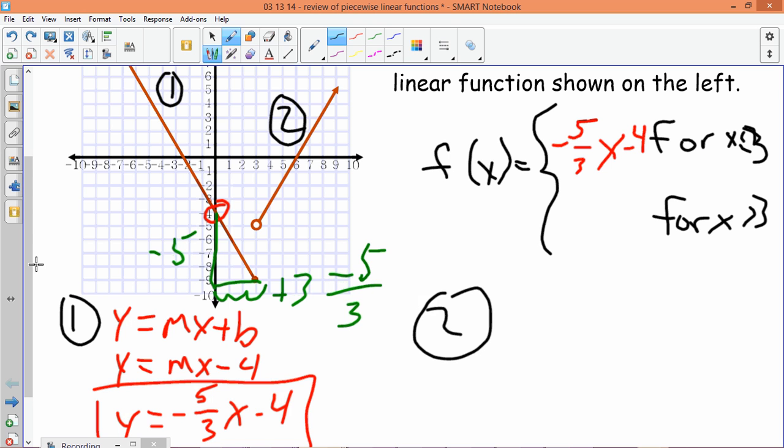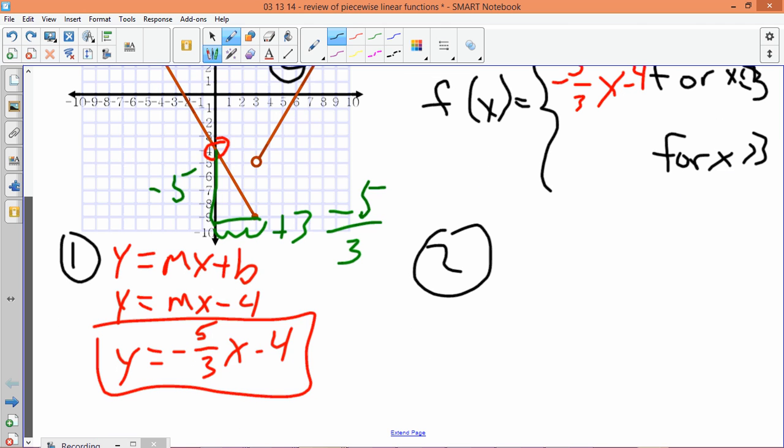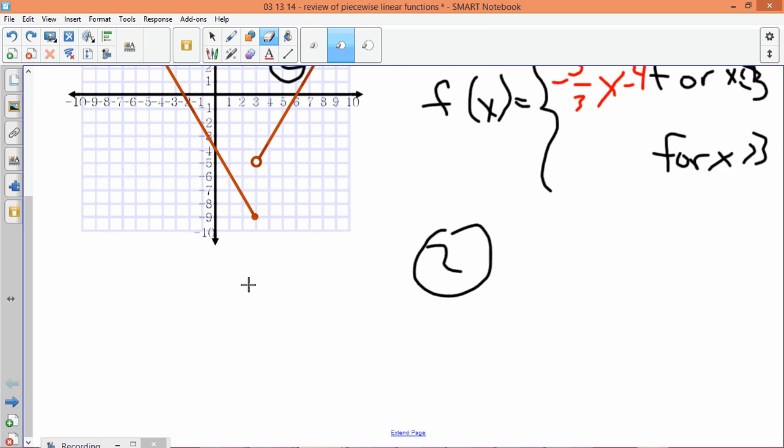You can use 2 points instead of 1 and use the point slope formula. Or what I'm going to do, I'm just going to extend my line. I'm going to erase all of this first. I'm just going to extend my line.